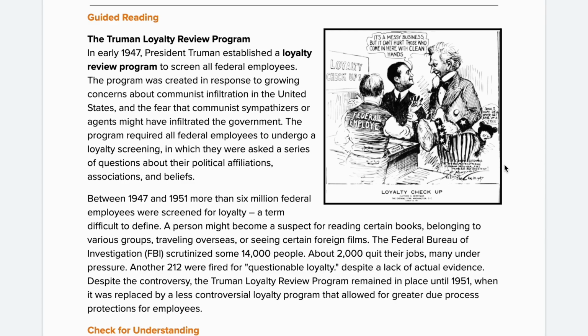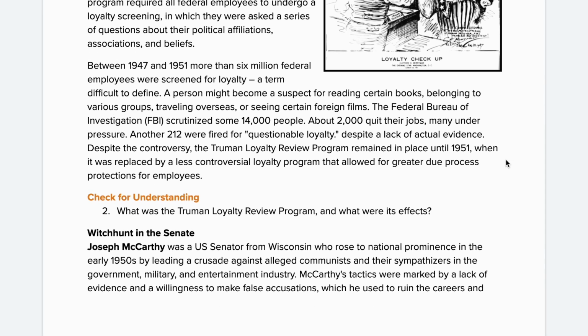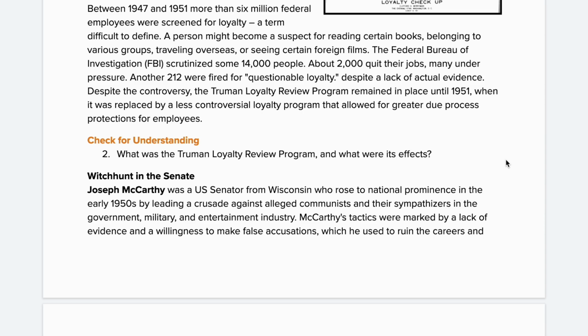About 2,000 quit their jobs, many under pressure. Another 212 were fired for questionable loyalty, despite a lack of actual evidence. Despite the controversy, the Truman Loyalty Program remained in place until 1951, when it was replaced by a less controversial loyalty program that allowed for greater due process protections for employees. Check for understanding. 2. What was the Truman Loyalty Review Program, and what were its effects?